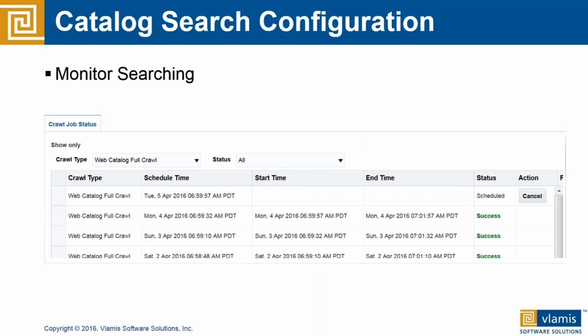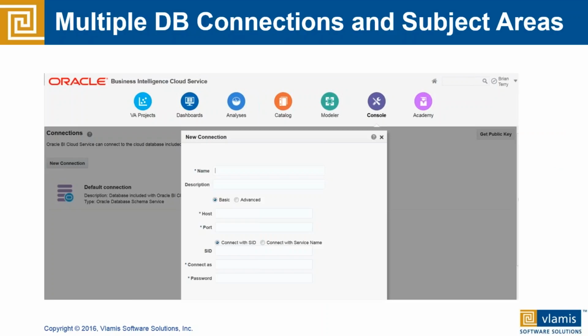This is what it looks like when you're monitoring the searching. When you're looking at the crawl job status, you can see when these were run, whether they were successful, any problems that occurred, that type of thing. So it's a nice little filling out of the feature stack.